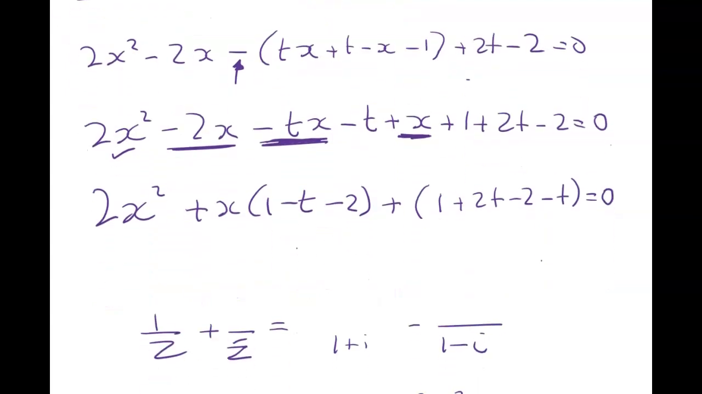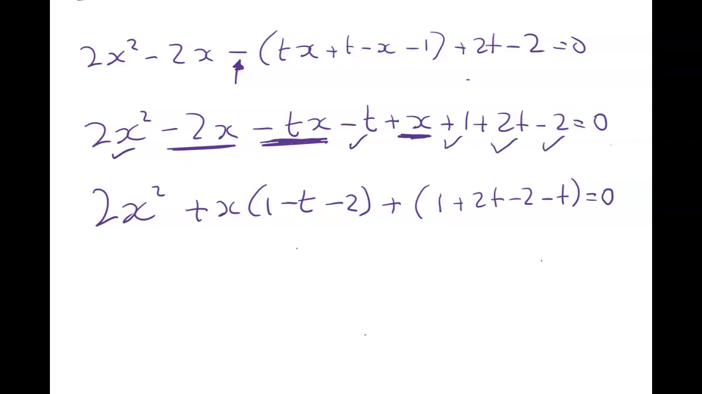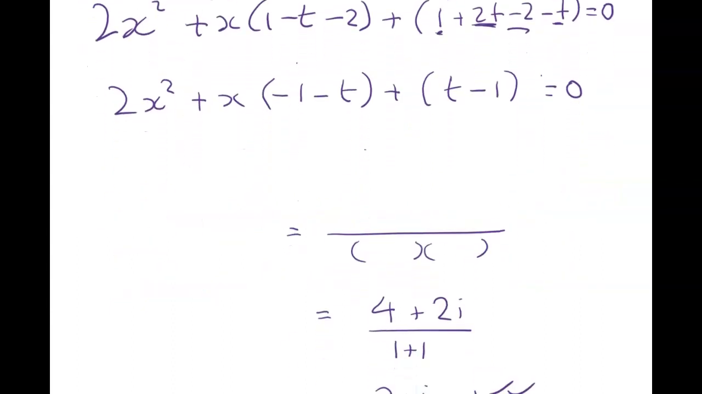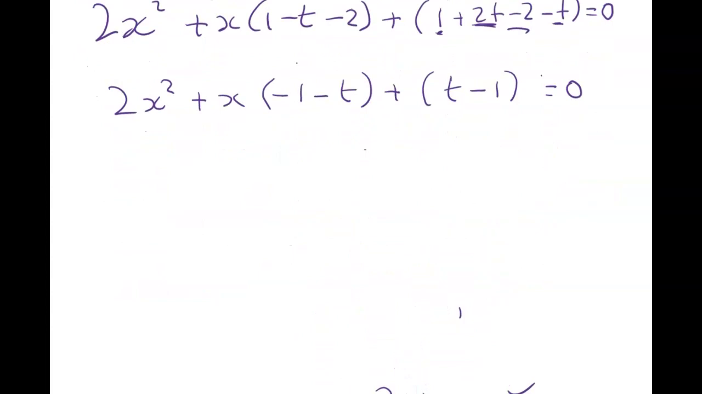Now, you don't have to write that line out, but I saw so many small mistakes in this question that I think some kind of system to just make sure that you're getting all your terms as you go is worth it. Cleaning that up finally gives me 2x squared plus x times negative 1 minus t plus t minus 1 is equal to 0. This is not the most exciting of maths problems, I got to say, but it does check that you can work carefully with stupid coefficients.